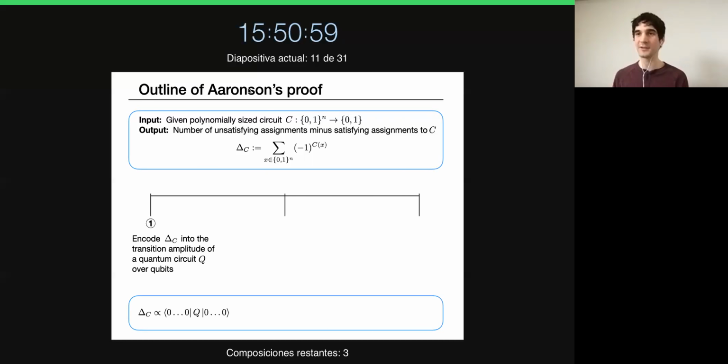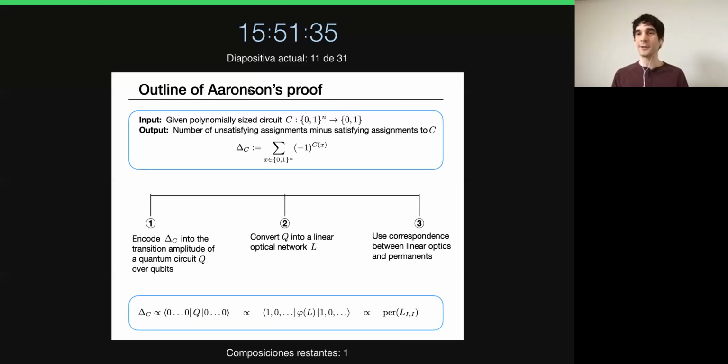The first step is to encode this quantity delta C into the transition amplitude of some quantum circuit over qubits. You start in the all-0 state, you apply your quantum circuit Q, and you look at the resulting amplitude on the all-0 state, and this is going to be proportional to this quantity delta C. Then we're going to take our quantum circuit Q over qubits and convert it into a linear optical network L. The transition amplitude in this linear optical network is going to be proportional to the transition amplitude of your quantum circuit. We'll get into what exactly that means later, but for right now, just take it on faith.